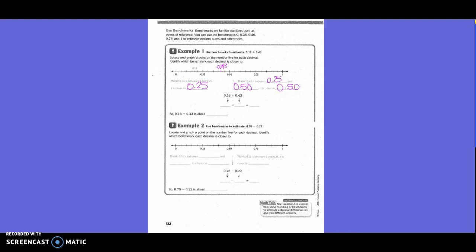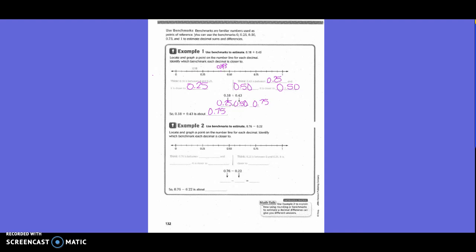So then our estimate would be 25 hundredths. This estimate would be 50 hundredths. And what does that equal? 75 hundredths. So 18 hundredths and 43 hundredths is about 75 hundredths. Example 2, use benchmarks to estimate 76 hundredths minus 22 hundredths.